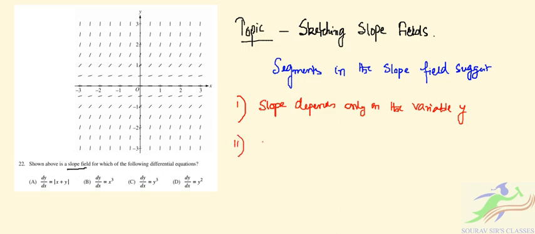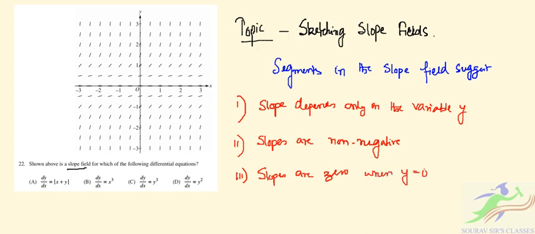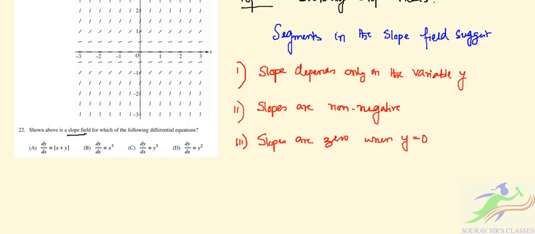Point number 2, the slopes are non-negative. And point number 3, the slopes are 0 when y equals 0. If we check the options, option A is dy/dx equals mod of x plus y. This differential equation does not satisfy conditions 1 and 3, so this is not true.